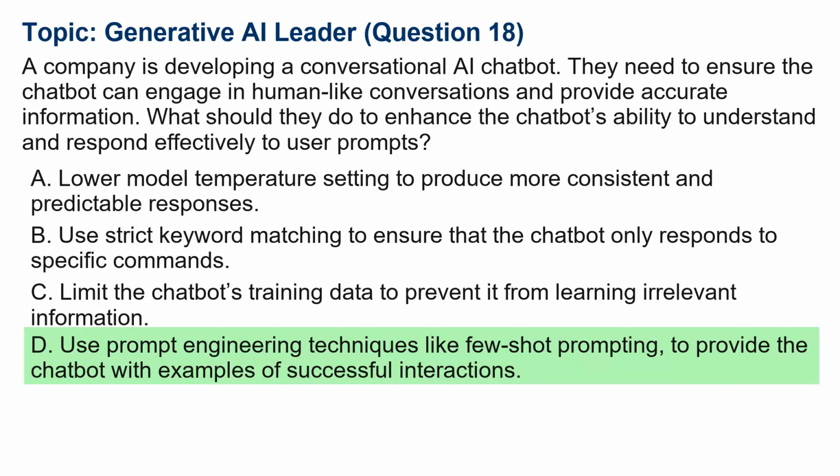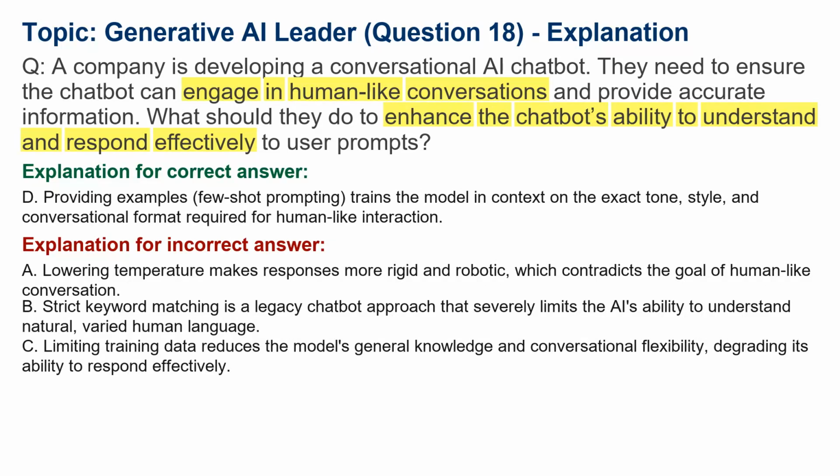The correct answer is D. Use prompt engineering techniques like few-shot prompting to provide the chatbot with examples of successful interactions. To arrive at the correct answer, we focus on the keywords: engage in human-like conversations, enhance the chatbot's ability to understand and respond effectively. Why is this correct? D. Providing examples, few-shot prompting, trains the model in context on the exact tone, style, and conversational format required for human-like interaction. Why are the others incorrect?